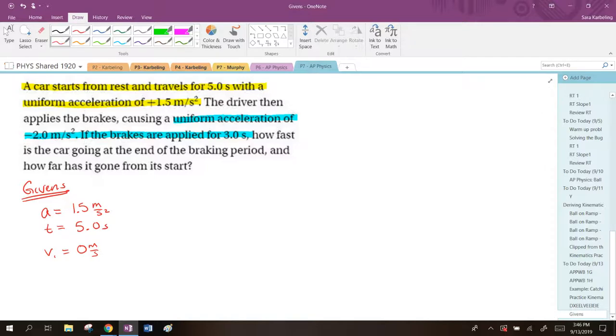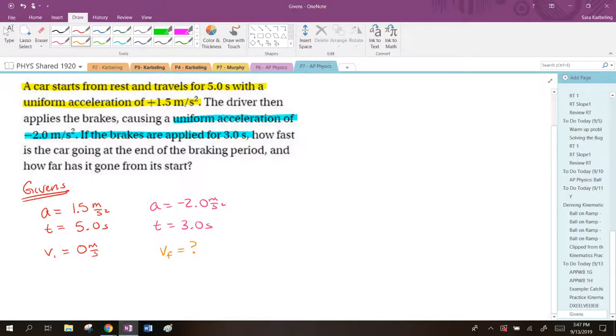Second part of the story. What do I know in the second part of the story? What else do I know? We got a time. Okay. And what are we looking for? What's the first question? How fast is the car going at the end of the braking period?